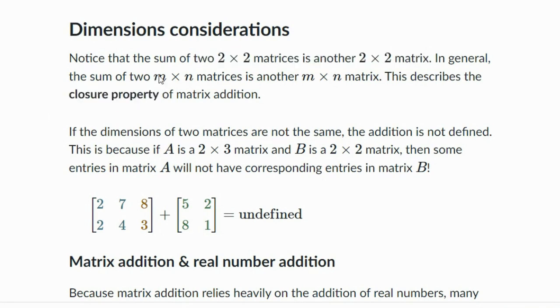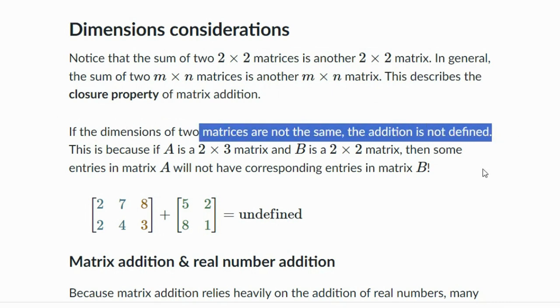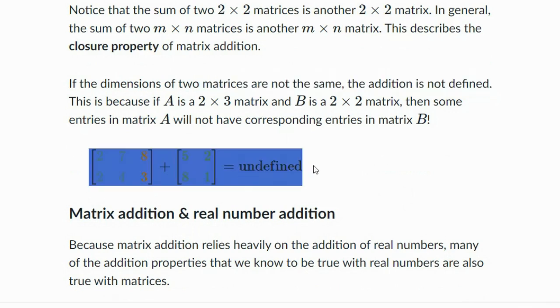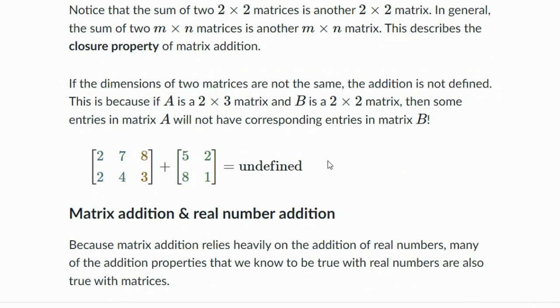Any 2 m by n matrices added together is going to be another m by n matrix. If the dimensions of the 2 matrices are not the same, addition is not defined. You cannot add them together. So if we had 2, 7, 8, 2, 4, 3, and we want to add 5, 2, 8, 1, we cannot do it. It's undefined. Because one's a 2 by 3 and one's a 2 by 2, that can't work.